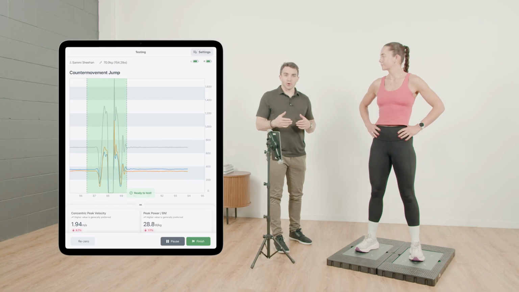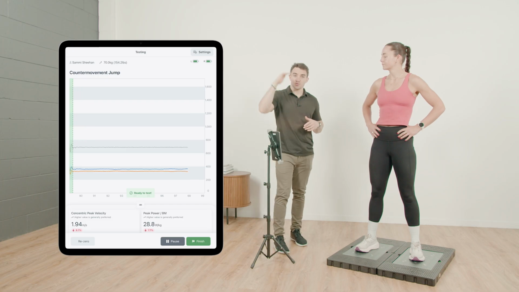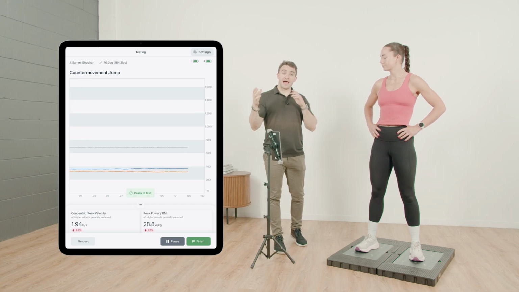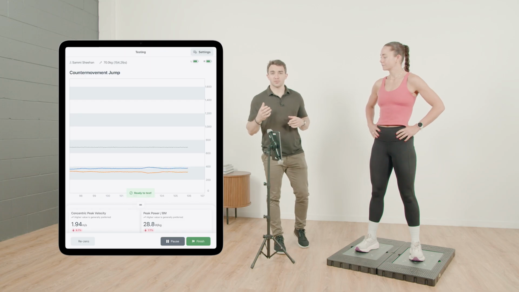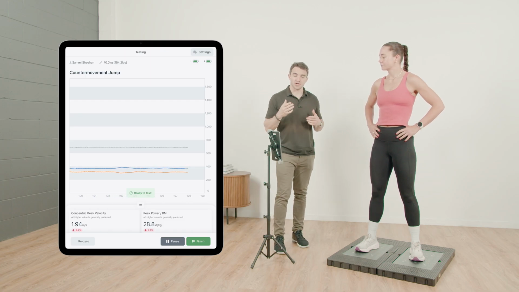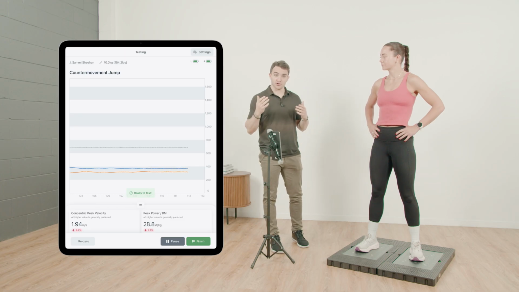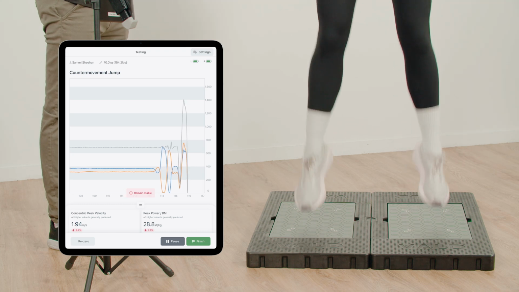And what we're looking for here is a combination of different metrics during the eccentric phase, as well as the movement depth, the concentric phase, how high Sammy jumps, and some of the landing strategies, in addition to things like RSI modified, which tell us a little bit more about how efficient Sammy jumps. That's a metric of how high she jumps relative to the time it takes for the contraction. Let's do that one more time when you're ready. Good.